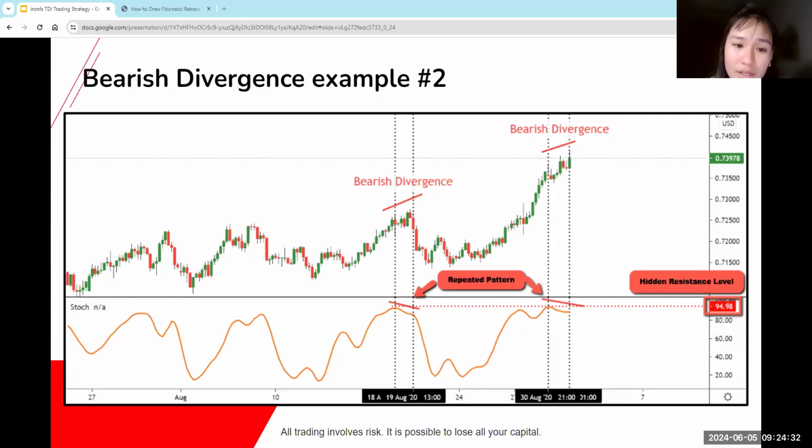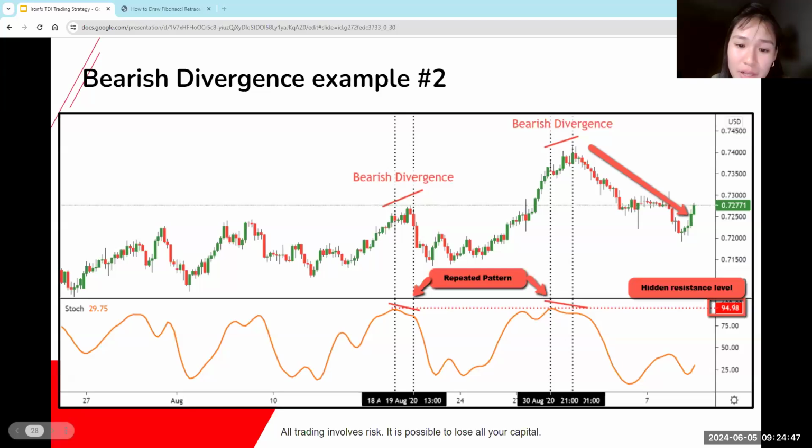So we also have a hidden resistance level on our stochastic. That forecast that price is going to reverse really strongly over here, since it recently reversed off of this strong resistance level. You can see that's exactly what happened here.